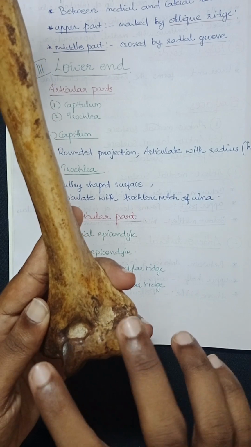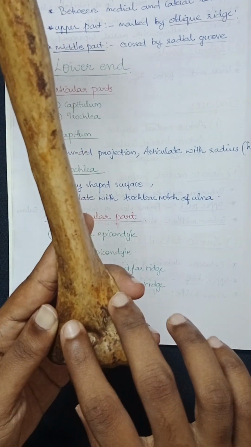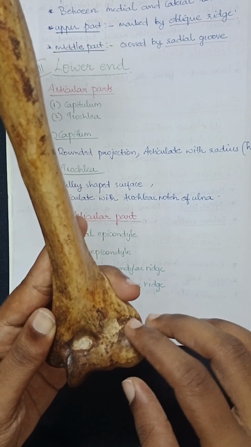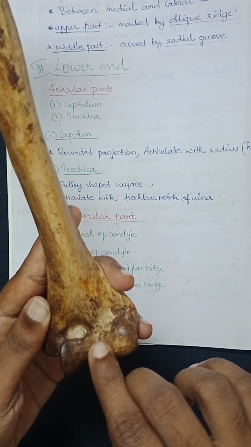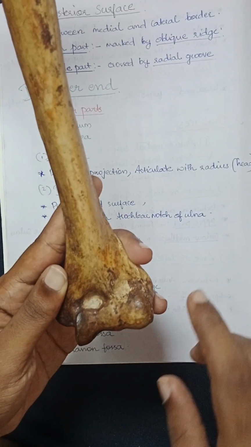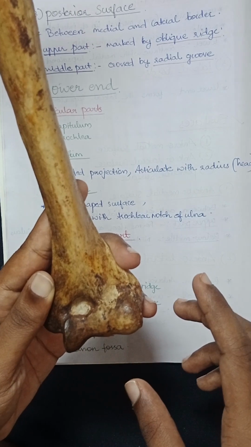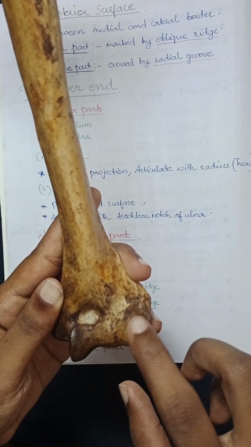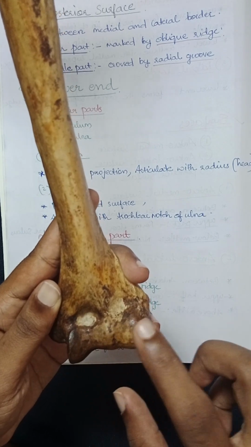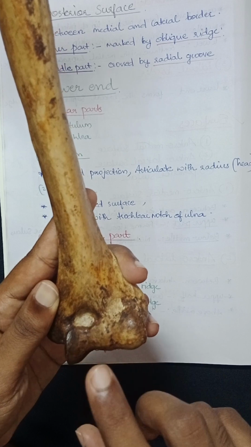So the lower end structures can be broadly divided into articular part and non-articular part. The articular part forms the elbow joint. The elbow joint has two articulations, humero-ulnar and humero-radial. The articular parts are the capitulum and the trochlea. The capitulum is seen laterally and the trochlea is seen medially.